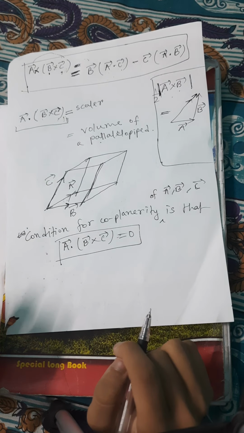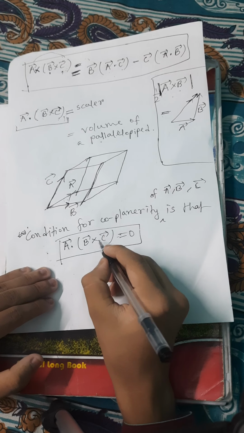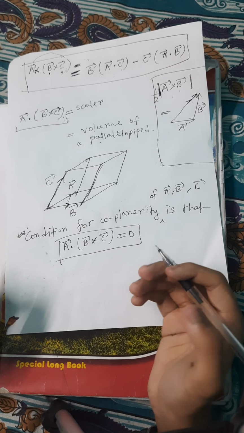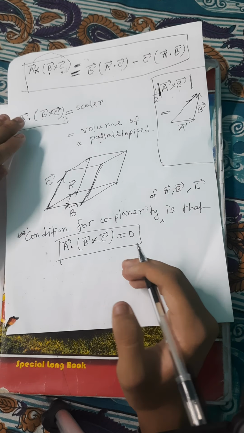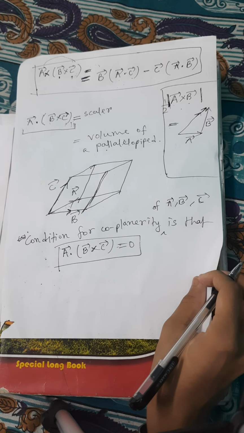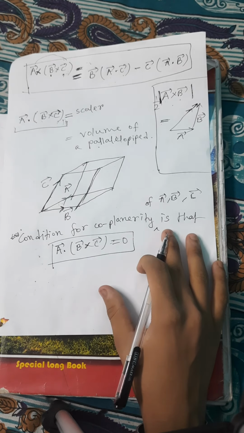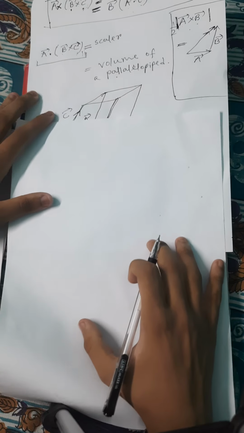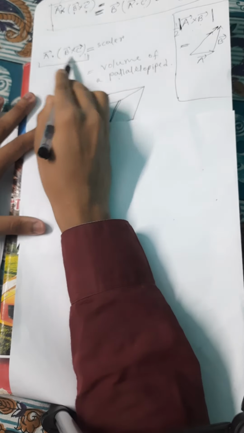So that's the condition. That's the important property. You can use it in many problems. Okay, but one important thing, now this is the geometrical interpretation. Now the important thing is that we can rearrange the order.